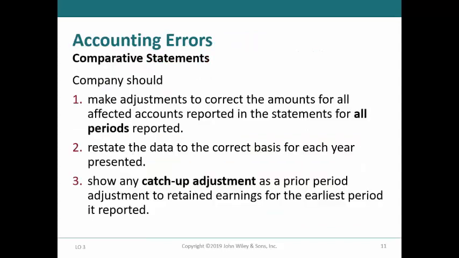error. When companies present comparative financial statements, they should adjust all affected accounts for all periods shown. This means that these accounts for all prior periods should be restated to the correct amounts. The catch-up adjustment for the periods not shown is made to the retained earnings for the earliest period reported, as we saw in the Selectro example. This is the same method that was used for changes in accounting principles.